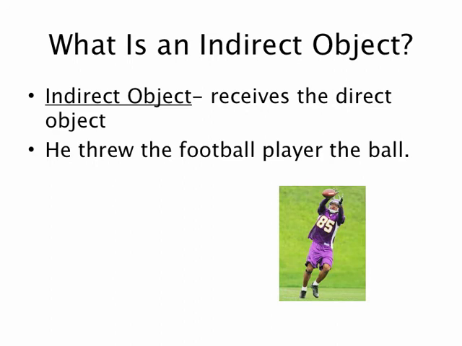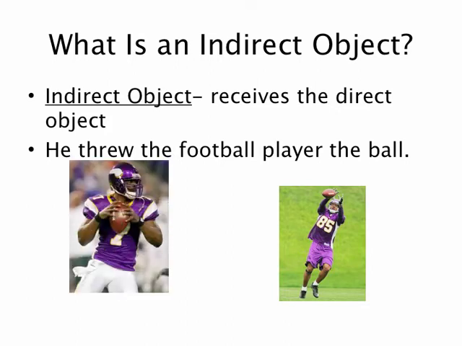Now what I mean by receives the direct object, so here's the example. He threw the football player the ball. We know that the ball is the direct object because he threw what? He threw the ball. But the question is, who receives that direct object? In this example, the answer would be the football player. Because there's your subject, he. The direct object is the ball. And who is receiving that direct object? The football player.